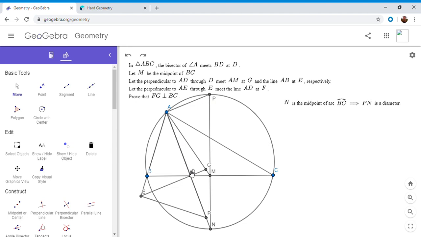But anyways, this quadrilateral ADMP has two right angles, so it has to be cyclic. Okay, so DAP equals DMP equals 90, so it's a cyclic quadrilateral. And because of that, angle GAD has to equal angle MAD, which is equal to angle MPD. So that means that triangles GAD and MPD both have this angle equal, and they're both right triangles, so they have to be similar. Okay, so GAD is similar to DPM.